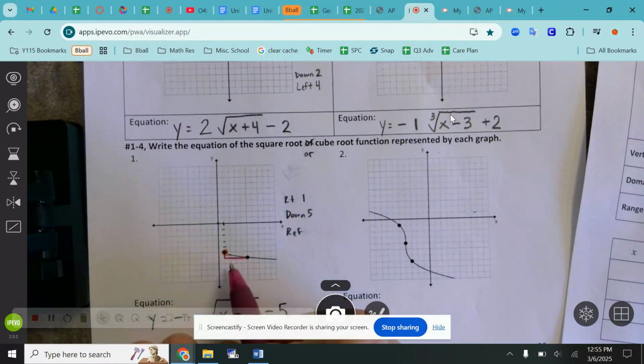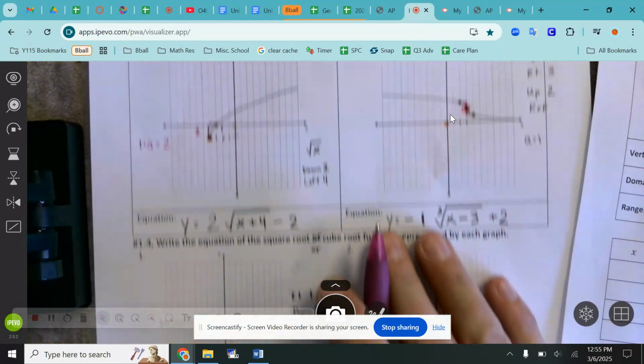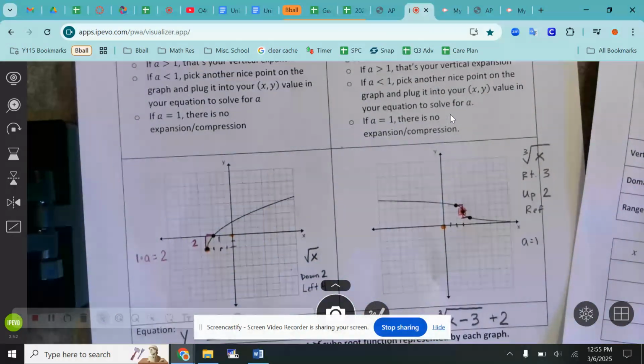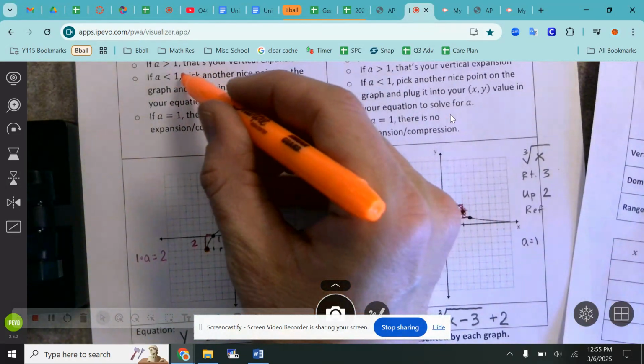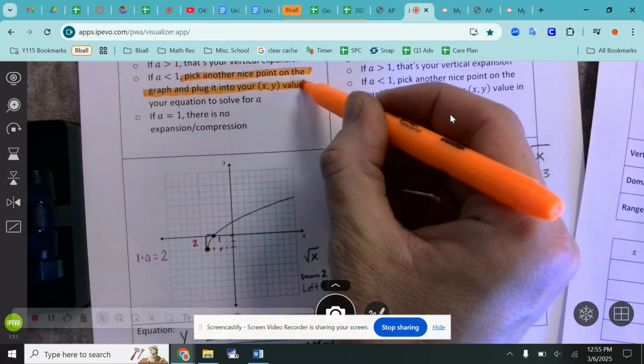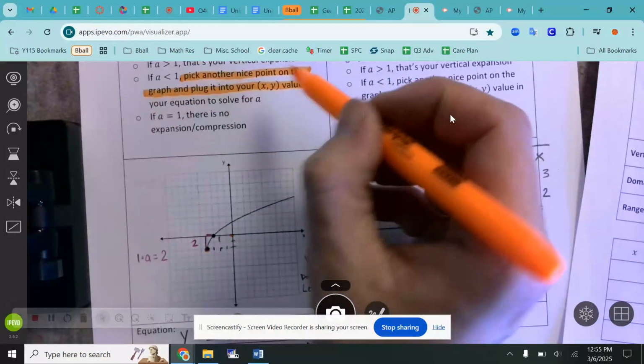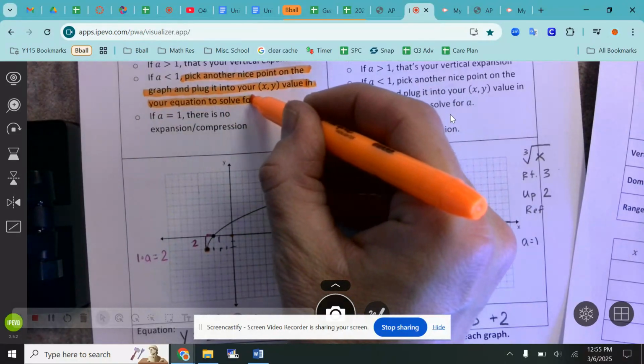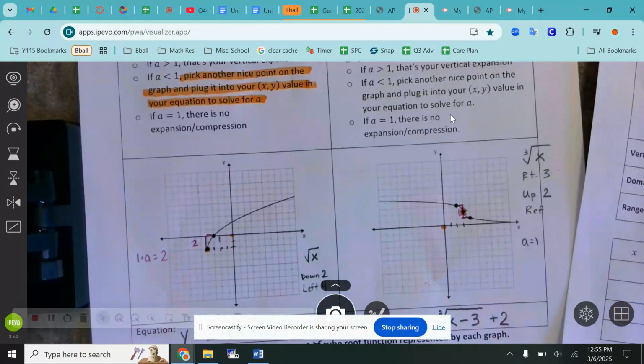Sorry, it was a little low. It looks like it's somewhere in here. Moral of the story. There's a compression taking place here. Since we cannot see where right 1 hits the graph, I got to go back up here and I'm going to follow the directions for that second bullet point. And what that says is we are going to pick another point on our graph, not our vertex, and we're going to just plug it into our equation and solve for A.